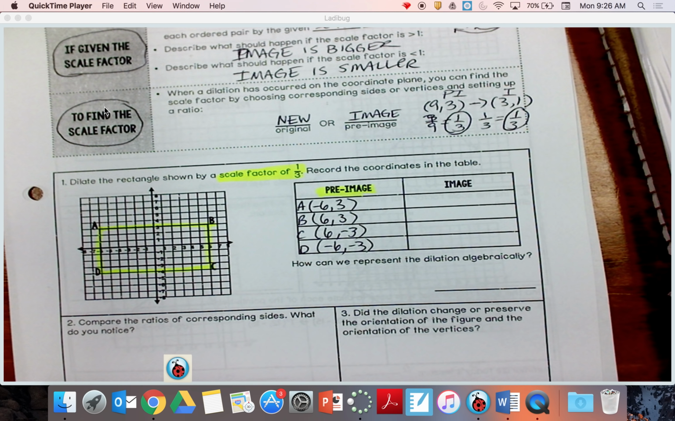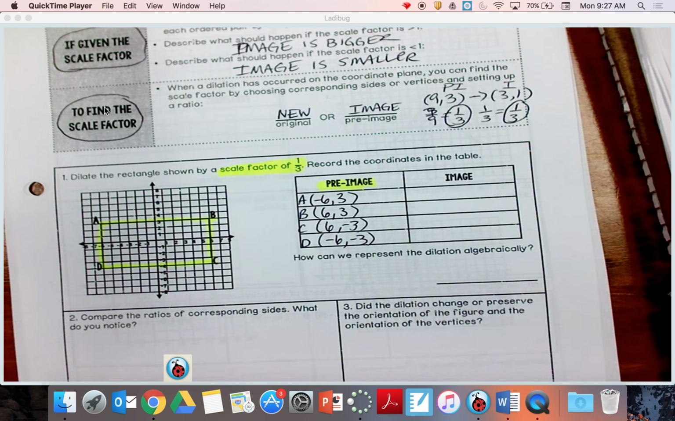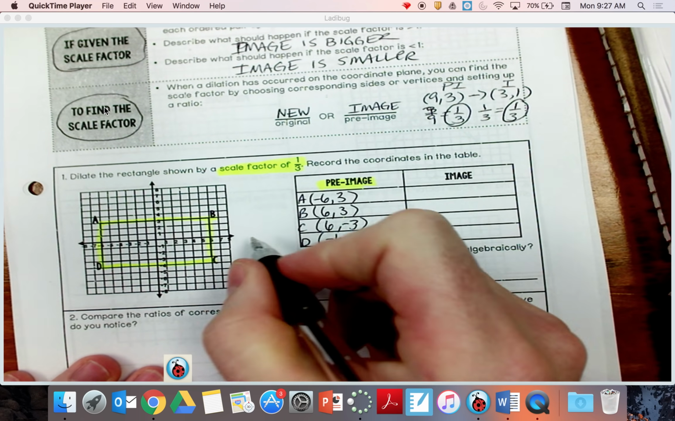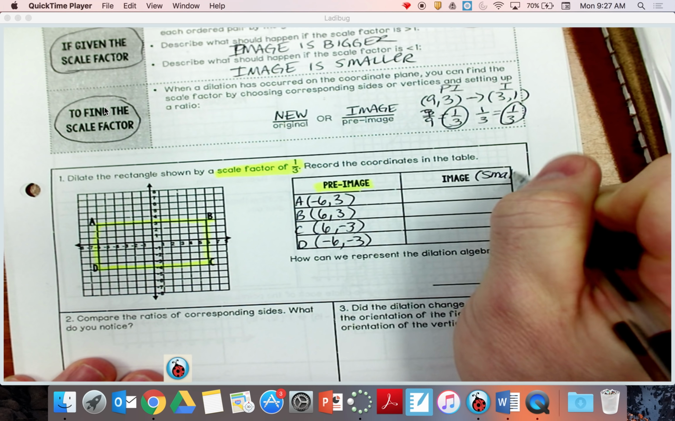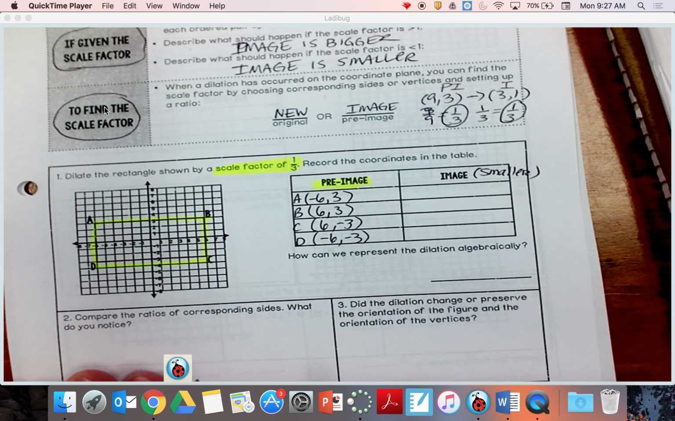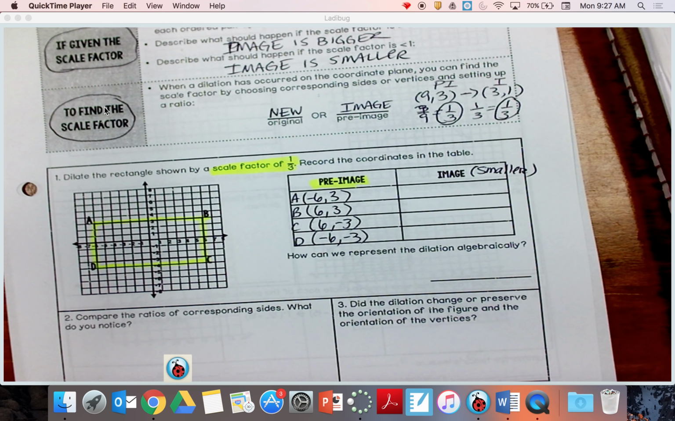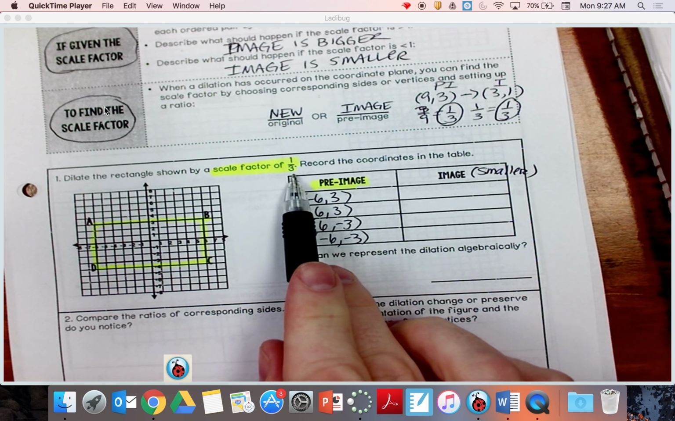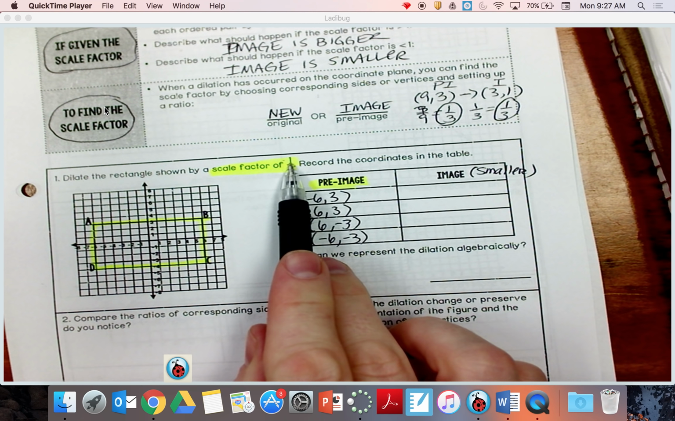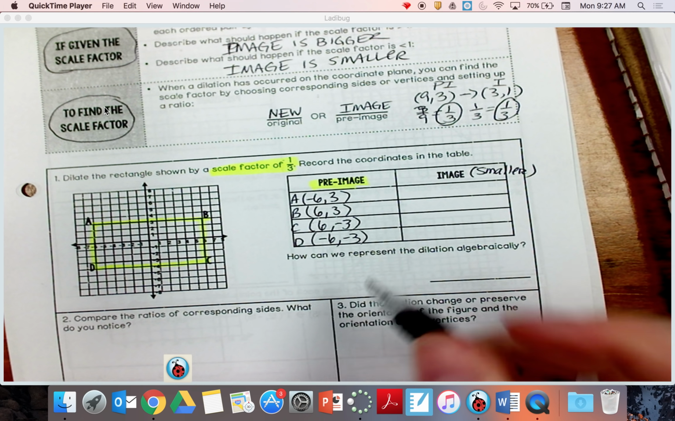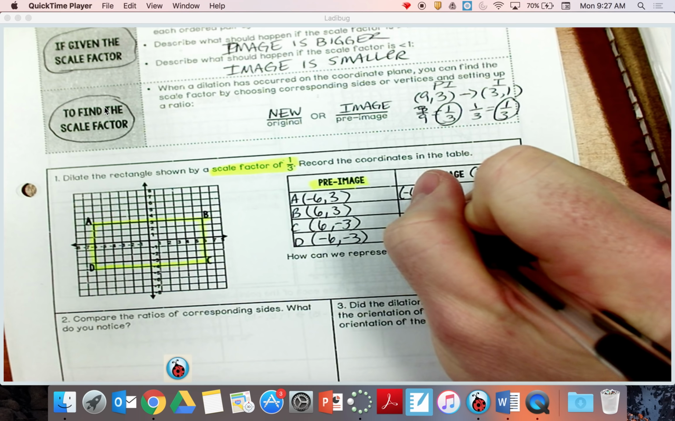Now, what I need to do is find out what's going to happen to this image when I dilate this. Is it going to be bigger or smaller? Well, my scale factor is smaller than 1. It's less than 1, so I know that this is going to shrink. I know this is going to be smaller than my pre-image because of the scale factor of 1/3. So all I need to do here is take each one of these points and multiply it by 1/3, or you can divide by 3. So to show you here, I'm going to put in my numbers here.